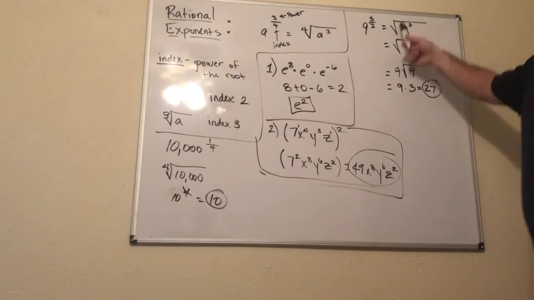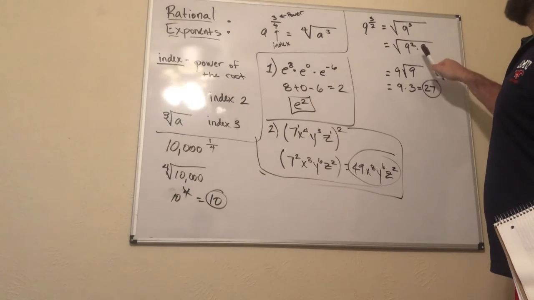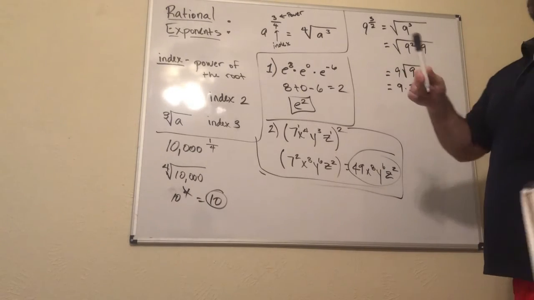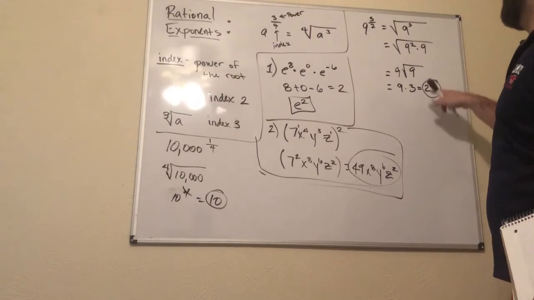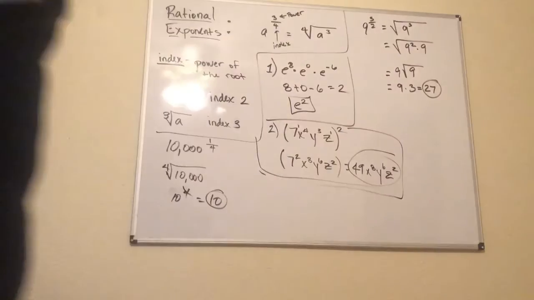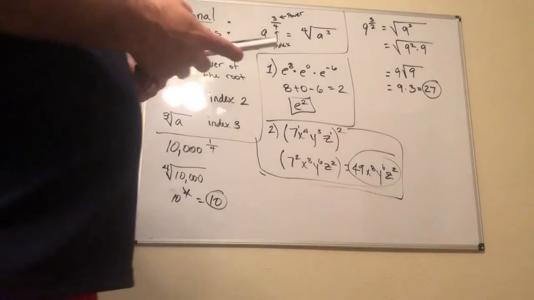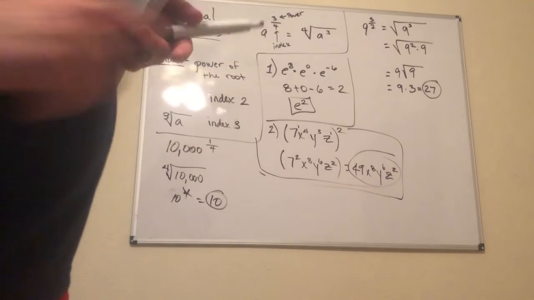So started with 9 cubed in the square root. 9 cubed can be represented as 9 squared times 9. 9 squared you can take the square root of and get 9. Square root of 9 is 3. And so our answer here is 27. So if we check ourselves, if we square 27, we should get 729. So 27 squared, hey, is 729. So we're good to go.